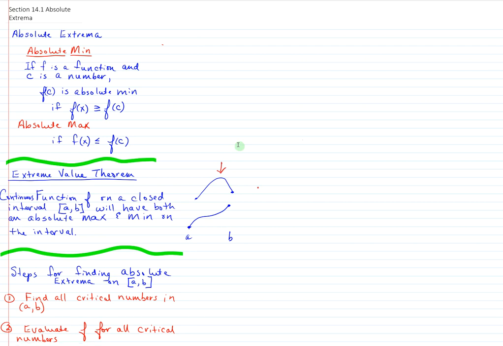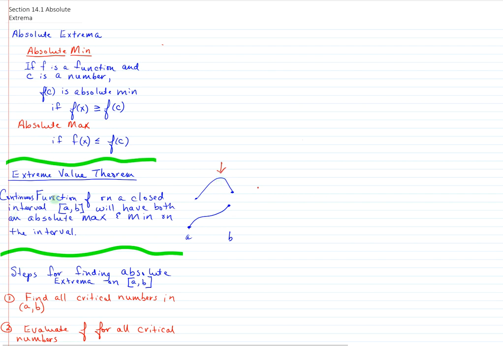This is section 14.1 about absolute extrema. And so we know how to do the derivatives now, and we're going to do some application type things here. So we need to remember what an absolute min and an absolute max is. If you are looking at a picture, it's usually pretty easy to see. Here is the absolute max.